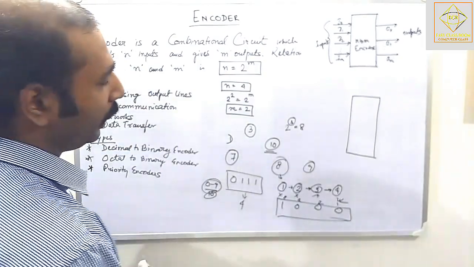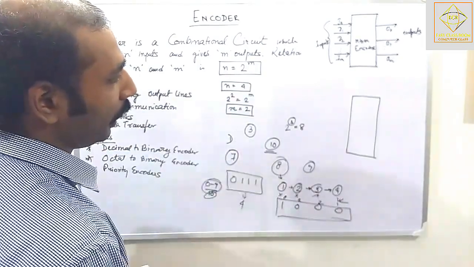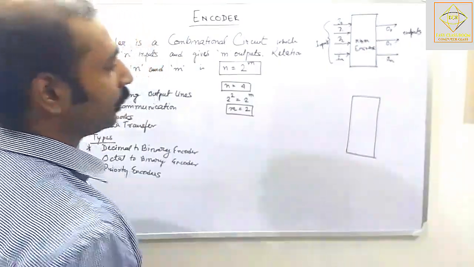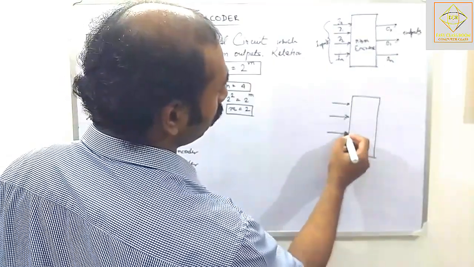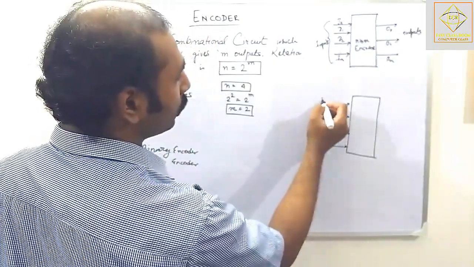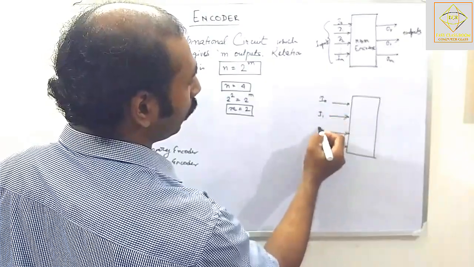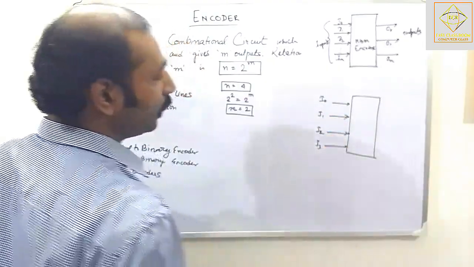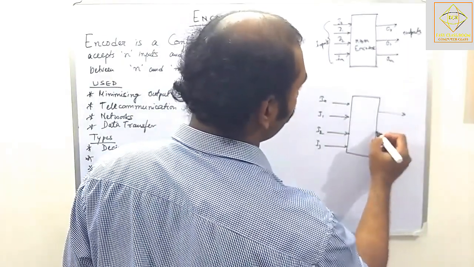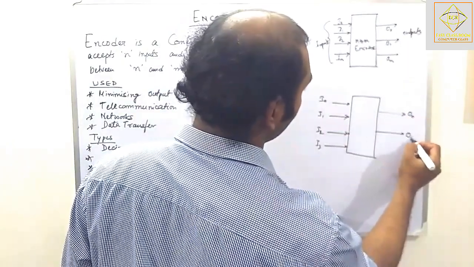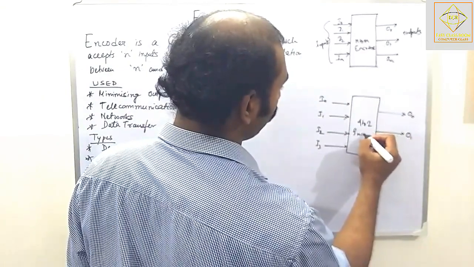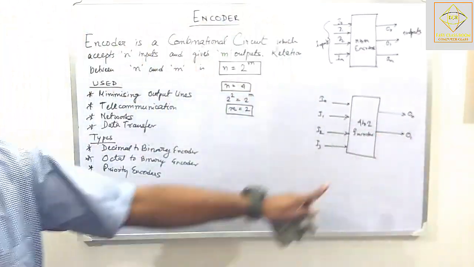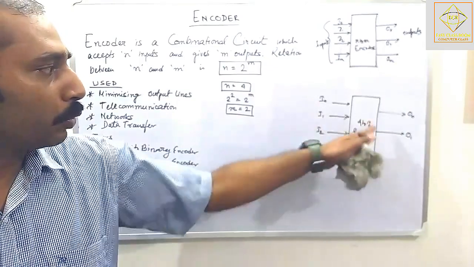So now let us find how this actually works. For that matter, if we have 4 inputs, these are the 4 inputs: I0, I1, I2, I3. We have 2 outputs, O0, O1. These are the 2 outputs. So it could be represented as a 4 to 2 encoder.